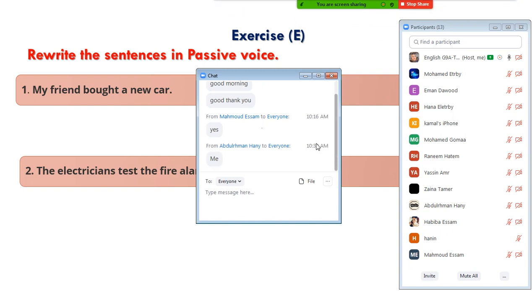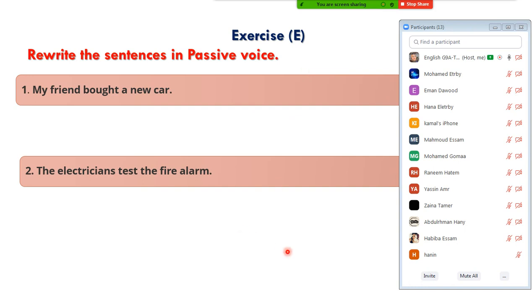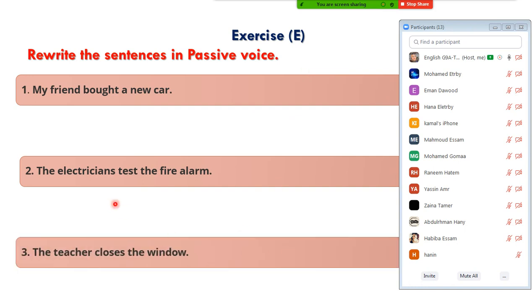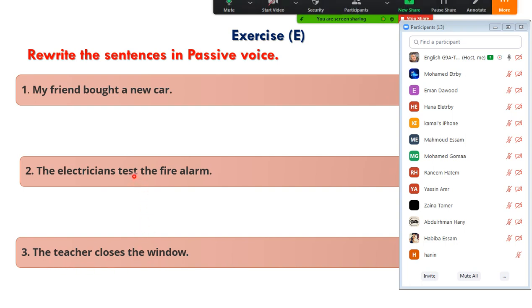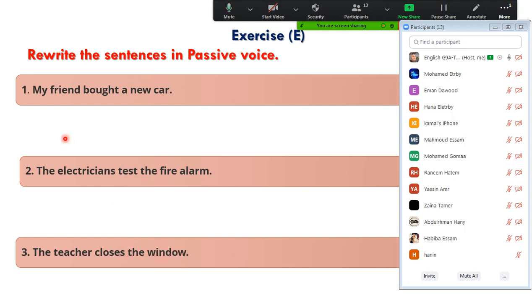Who's using the chat box? Haneen and Abdulrahman Hani? Mahmoud? Mahmoud Isam, are you using the chat box too? No. Okay, so Haneen and Abdulrahman. Haneen, you are going to answer number 2 in the chat box, and Abdurrahman, Hani, you write number 3, right now, till we answer number 1.